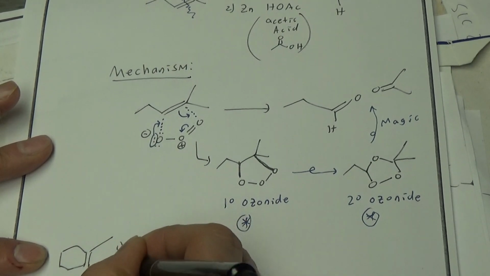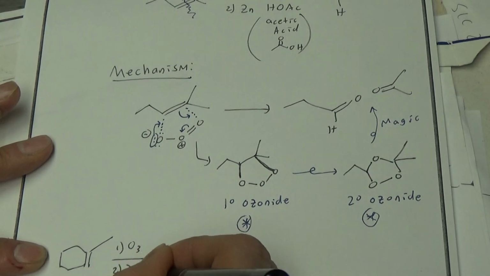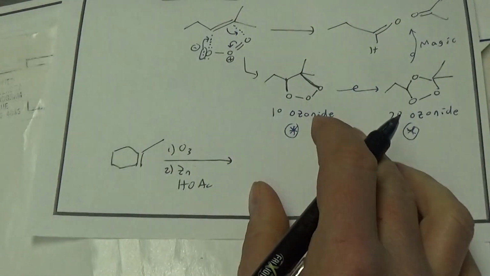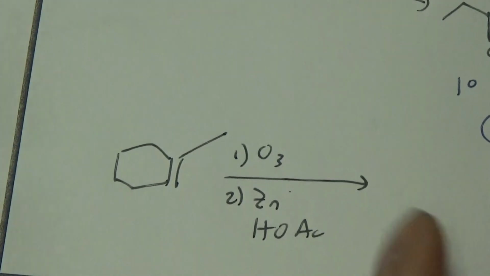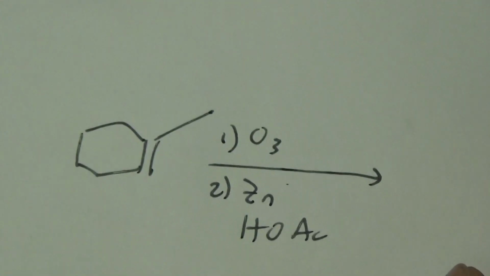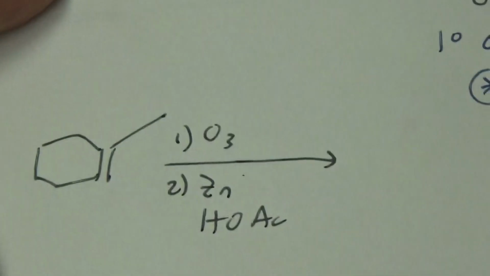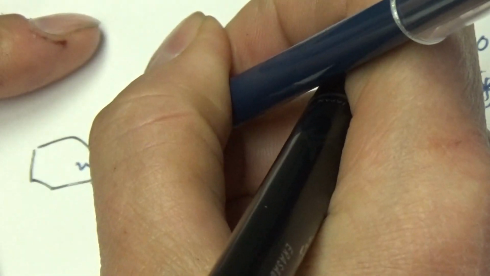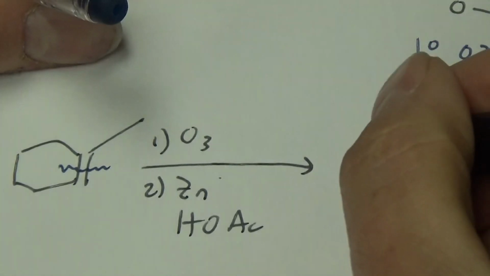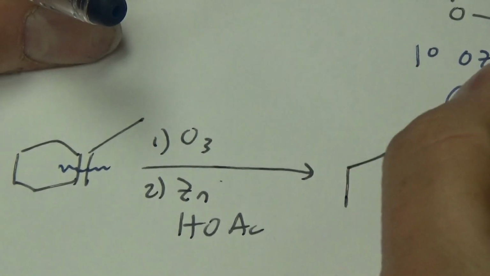O3, zinc, HOAc is acetic acid. What's the product of this? Just draw the product. Maybe draw a squiggly line to show we're cleaving the bond, right? And if the bond goes away, what do you got? It's still attached.